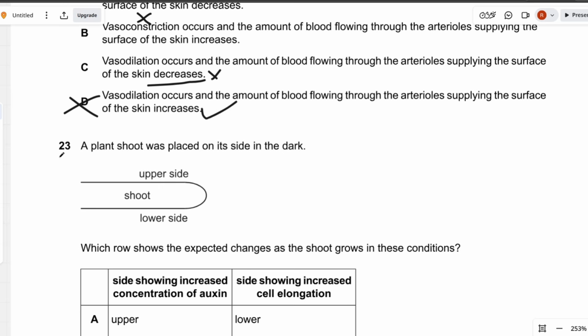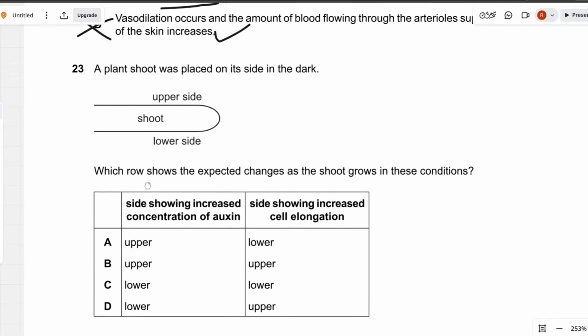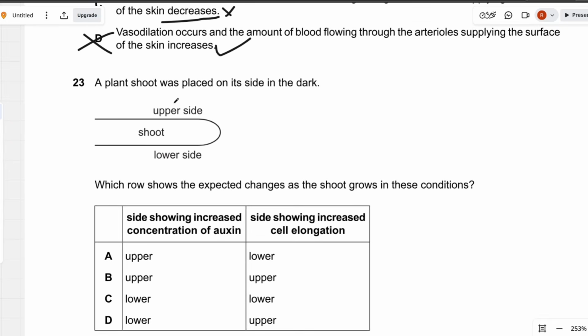A plant shoot was placed on its side in the dark, and this is the diagram. Which row shows the expected changes as the shoot grows in these conditions? Side showing increased concentration of auxin. They said it was placed on its side in the dark. Because it was placed on its side in the dark, we're not really studying the effect of light, we're rather studying the effect of gravity.